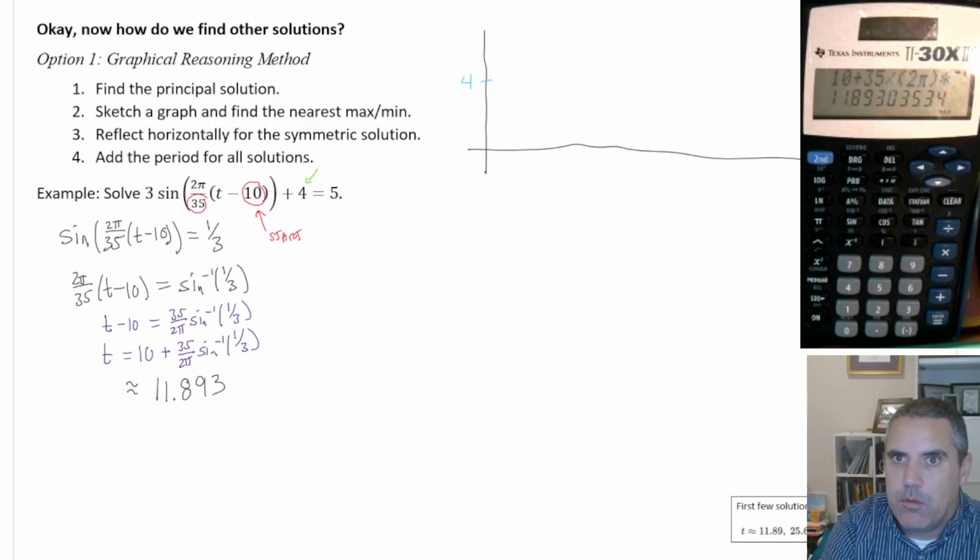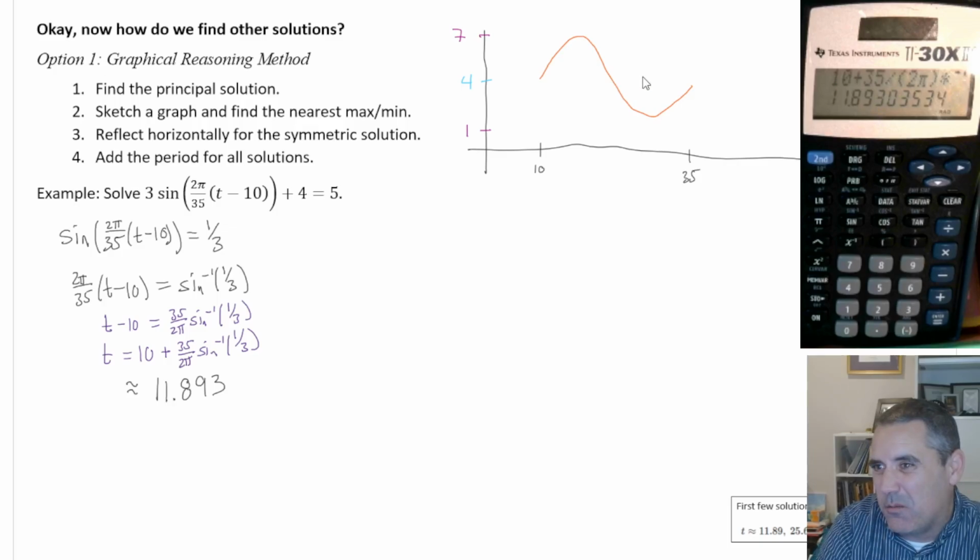You'd have an amplitude of 3, so it's going to go all the way up to 7 and all the way down to 1. It's going to start at 10, and it's going to repeat every 35. So 10, 20, 35, about here. That's enough for me to draw it. And we also are just practicing that skill here of connecting. Not only is this one way to solve it, and a way that's fairly easy to remember, it's practicing the skill of graphing and connecting it.